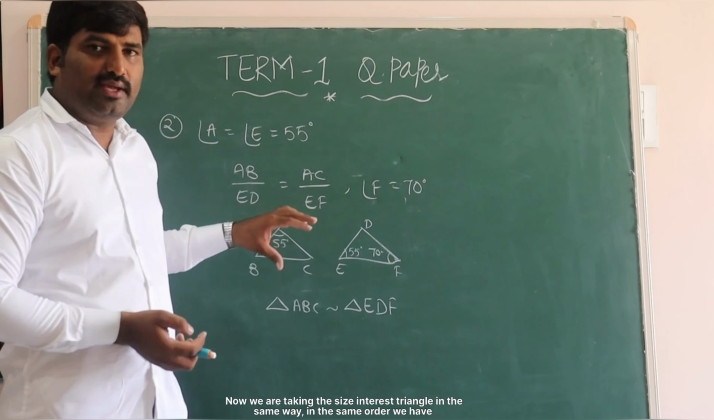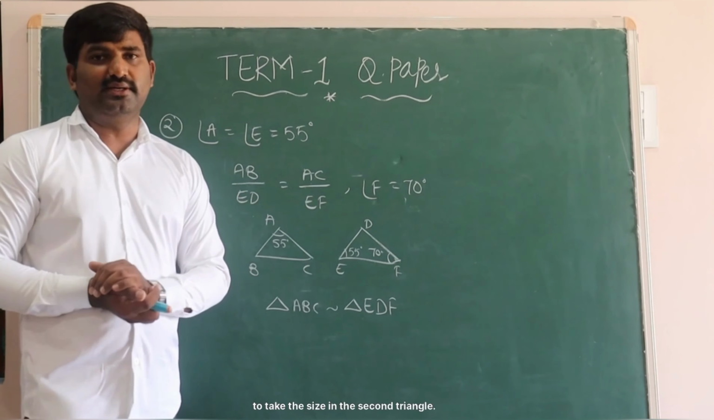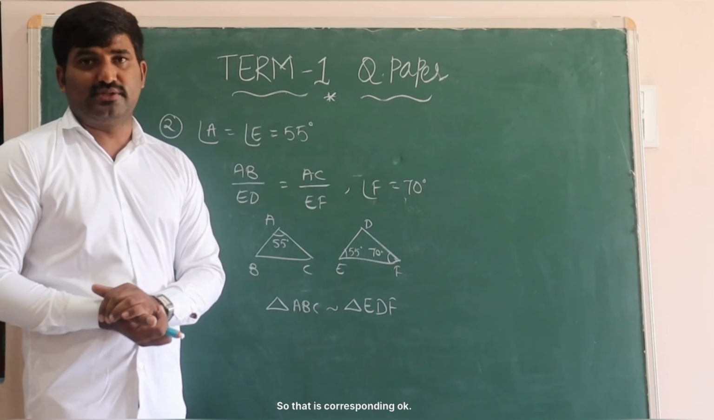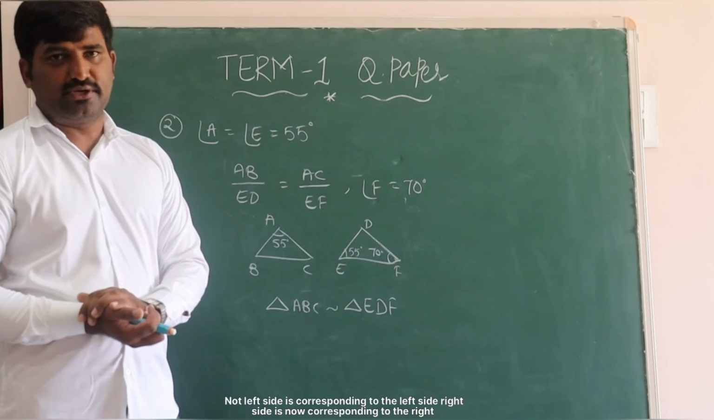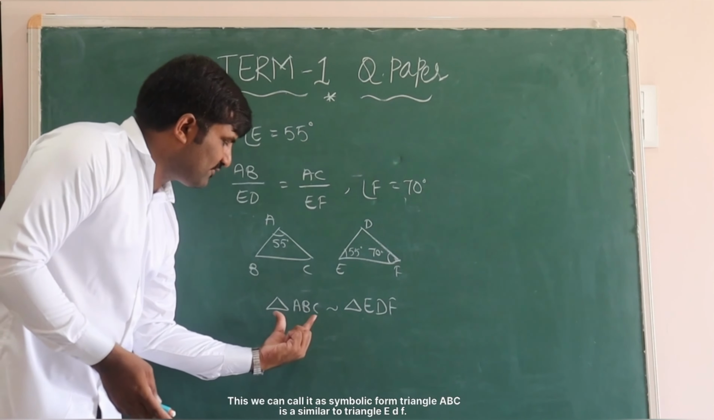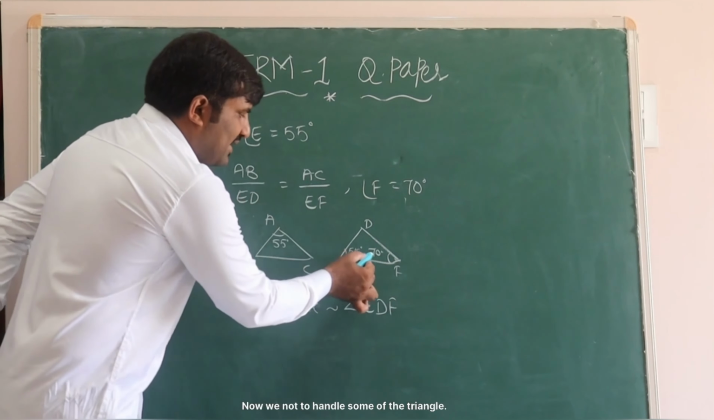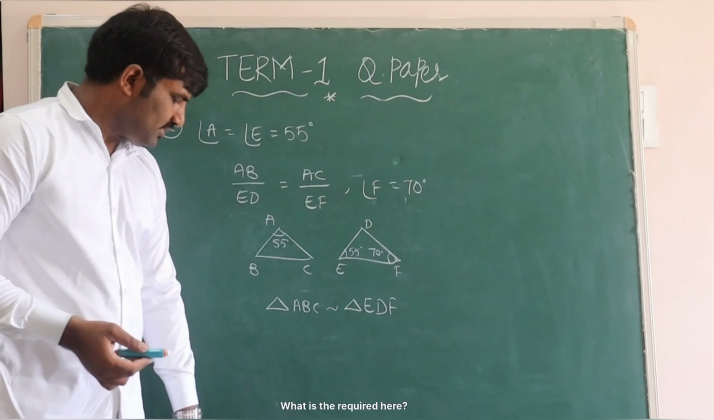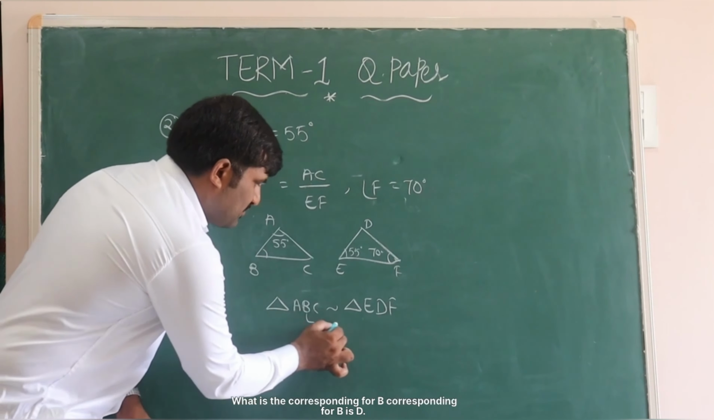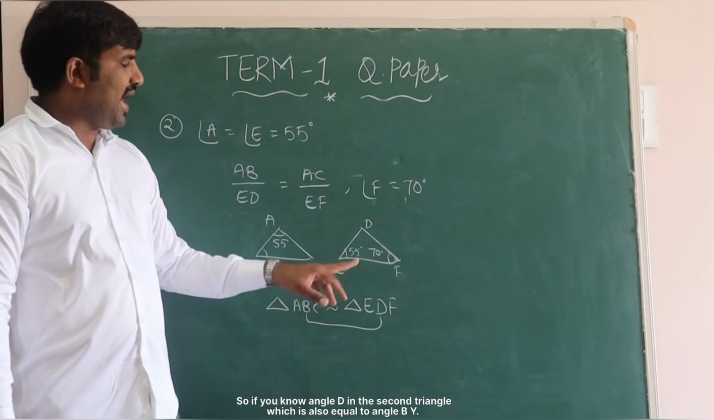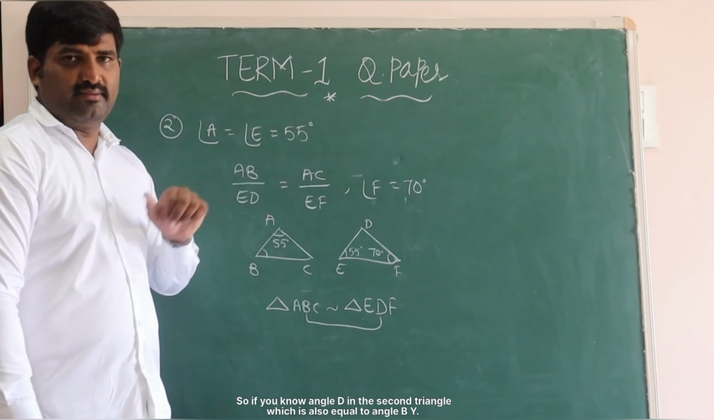Okay. How you are taking the sides in the first triangle, in the same way, in the same order, we have to take the sides in the second triangle also. That is corresponding. Not the left side corresponding to the left side, right side corresponding to the right side. This we can call the symbolic form: triangle ABC is similar to triangle EDF. Now we know two angles of the triangle. What is required here? Here required one is B. Okay. What is the corresponding for B? Corresponding for B is D. So if you know angle D in the second triangle, it is also equal to angle B.